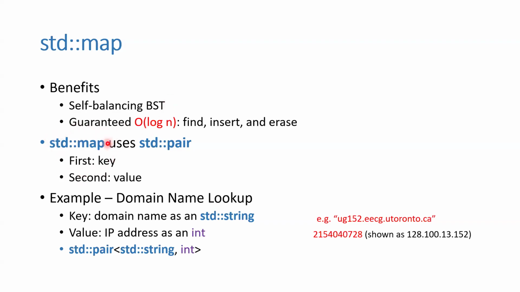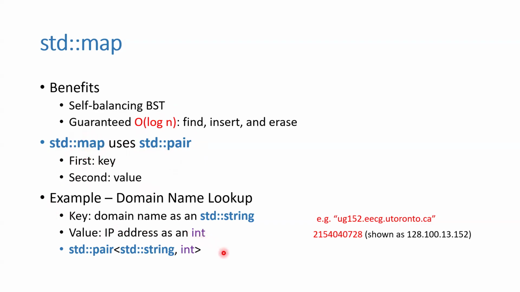Std map uses std pair to store its elements. The first element in the pair is the key, the second is the value. And the map is sorted based on the key.